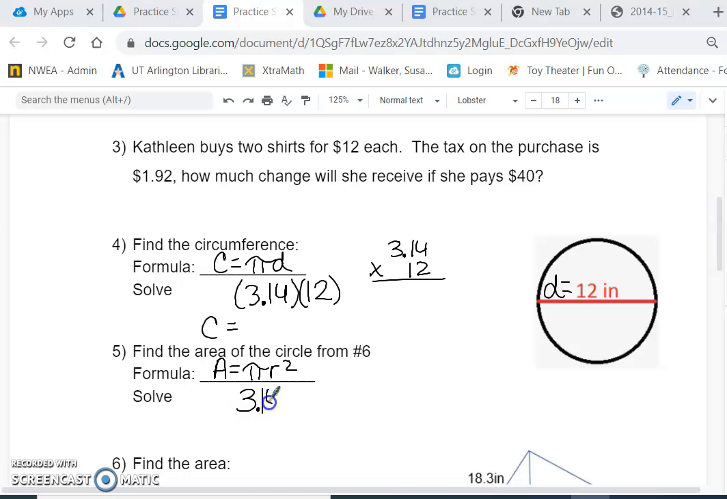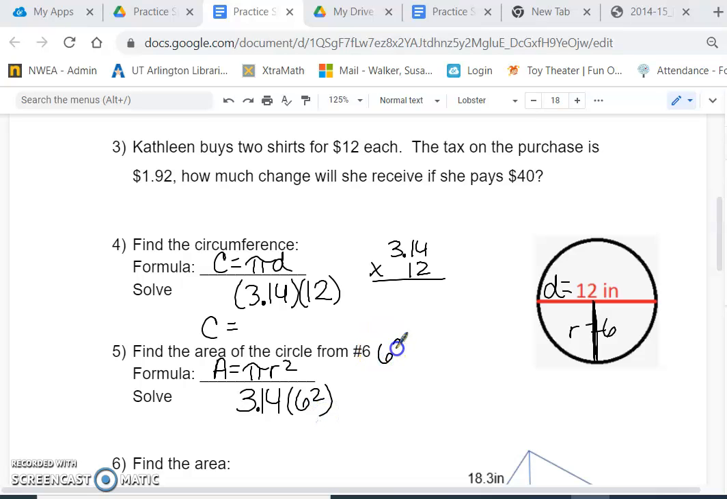Now here's the tricky part, guys. This says R. This is not R over here. That's diameter. So I need half of it. Okay, so what is half of 12? If you don't know, you would be counting up by 2s. We get 6. And I put an R. That's 6.